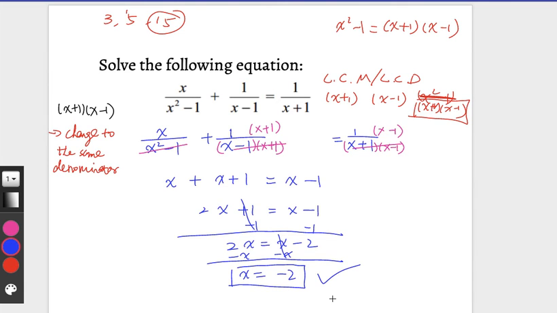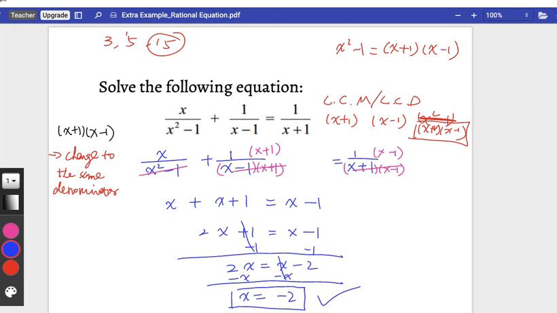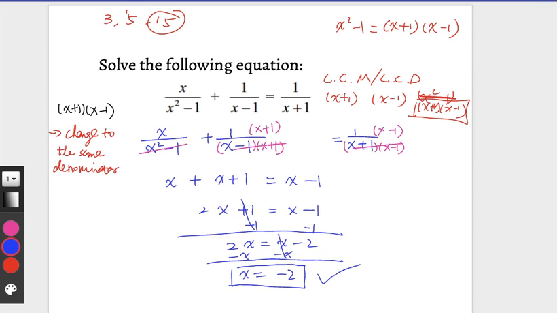I hope this video is helpful. This is just another way to look at the denominator and to find the LCD. So please check it, and if you see similar examples, you can definitely use this way to solve the rational equation. Thank you everyone for watching this video, and I hope this is helpful.